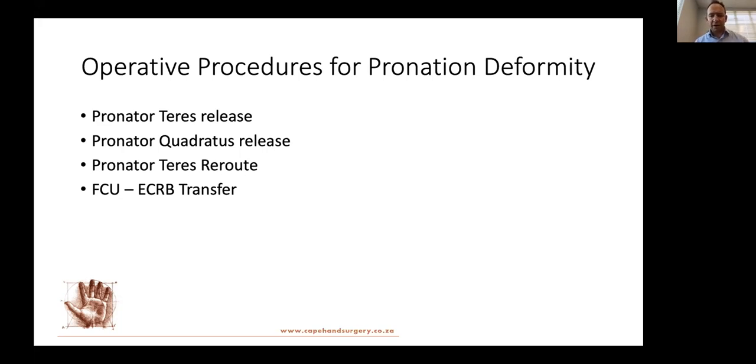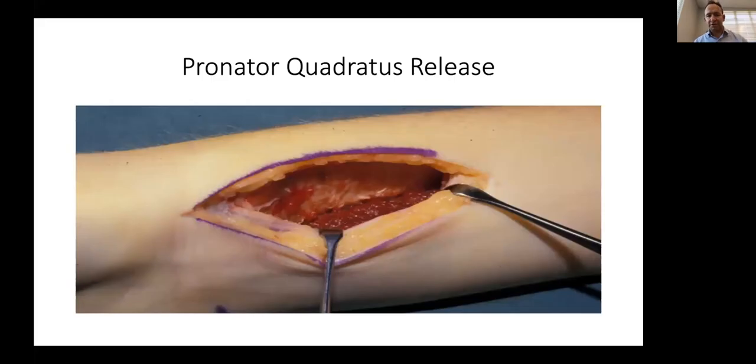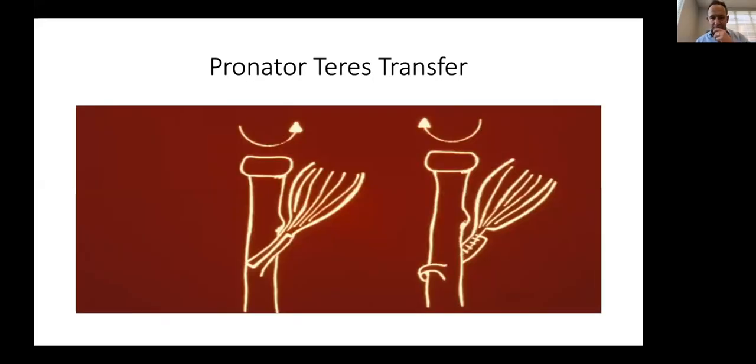And then quite an interesting transfer is an FCU to ECRB transfer. That puts the hand in a supinated position. So this is PQ release. I mean, this is what you do for distal radius. And as you know, even with the guys with fixed pronation deformities, you're not winning that much, even if you release the capsule. So this is just a theoretical release.